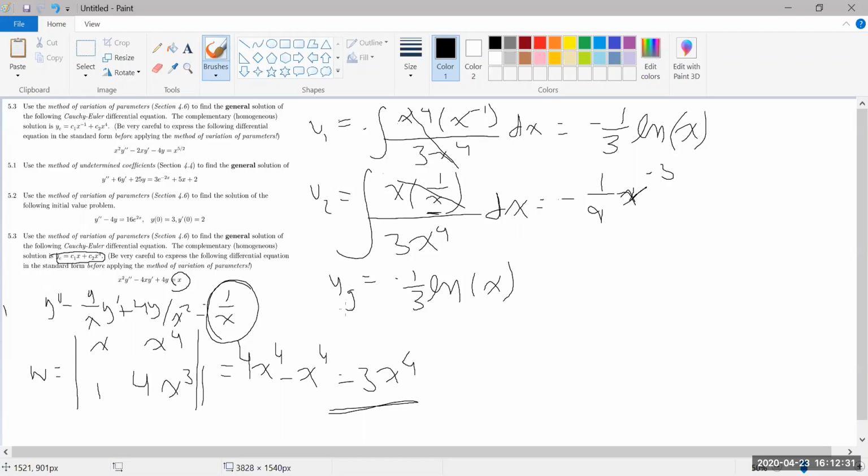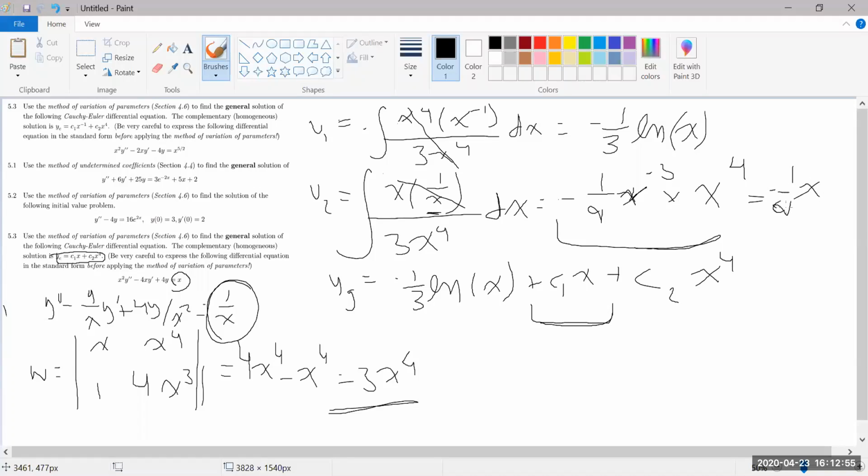-1/3 ln of x plus c1 x plus c2 x to the 4th. And I want to say that your c1 here absorbed this term because when you multiply it by x to the 4th times x to the 4th, you get -1/9 x. So this becomes c1 plus 1/9. And being that c1 is an arbitrary constant, it doesn't matter, and you can just leave it as an arbitrary constant. Okay, and I do believe this needs an x as well.